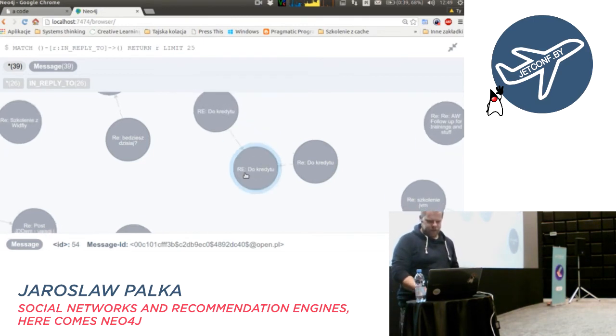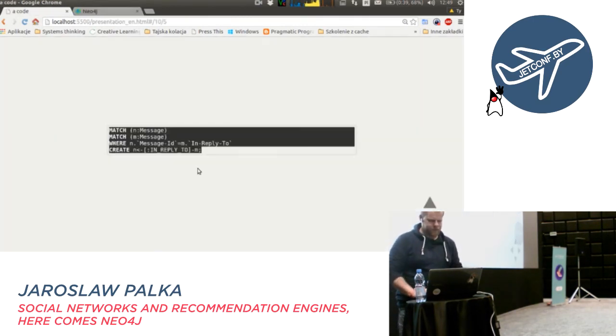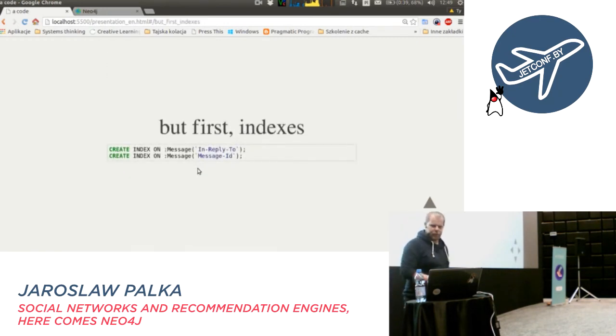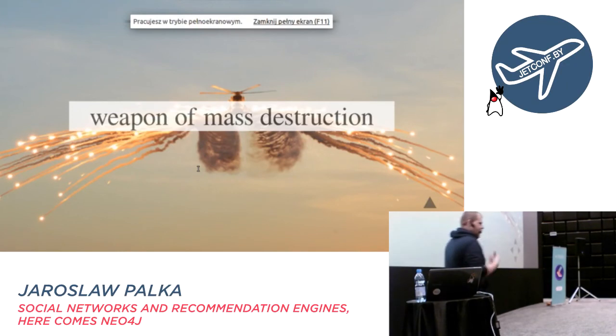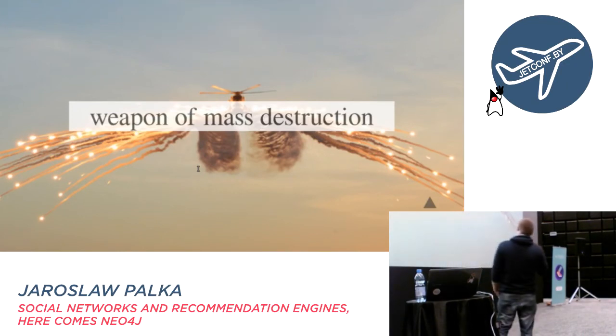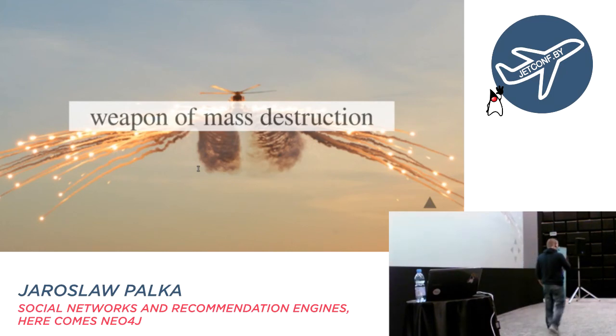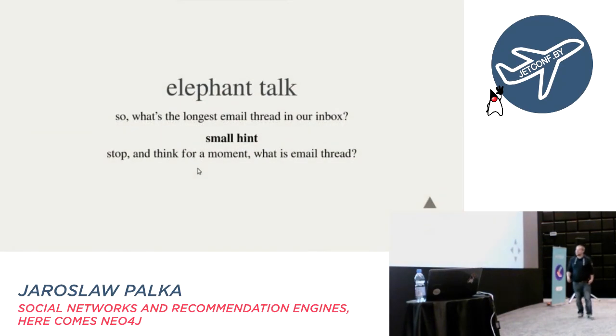So you have relationships. What does it give us if we have relationships between emails? First, materialization. This is the weapon of mass destruction in Neo4j. You create relationships. You don't join every time. And we can ask the question, what is the longest email thread in my inbox? Can I ask this question now? I can. How?